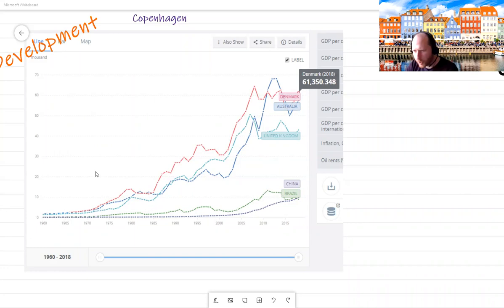Oh, Singapore has Sing dollars. I never knew that. That's quite cool. I like the idea of that. Oh, here we go. So yeah, we're seeing our thing.